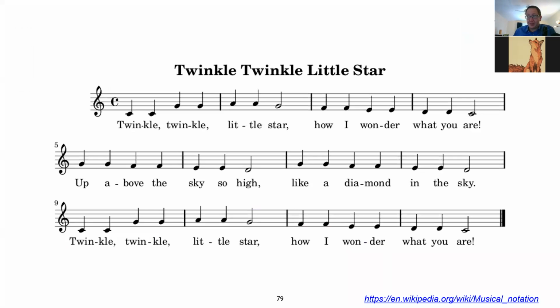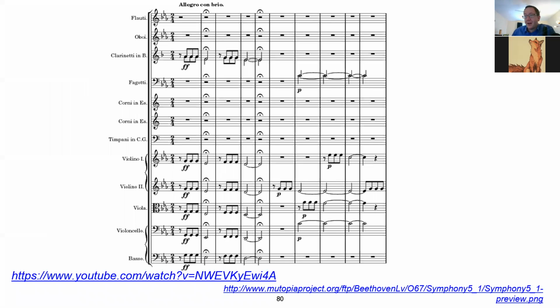So here's Twinkle, Twinkle, Little Star. And I'm not sure if you can just read this and see what it is. But yes, it's Beethoven's Fifth Symphony. So there you go. And people read this naturally. It's one of the nice ways.